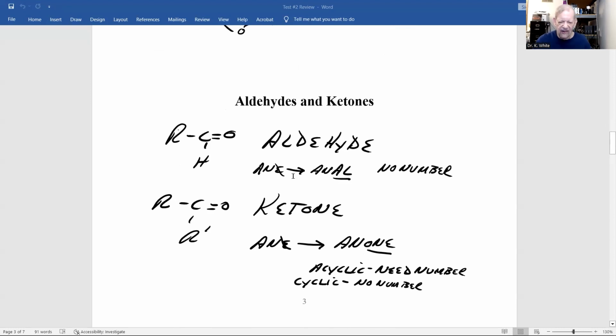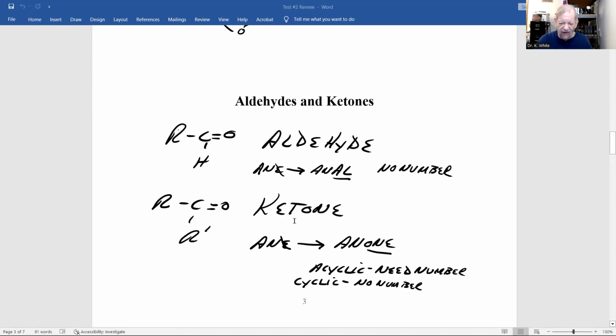For aldehydes, you name the longest chain with the carbonyl carbon, the carbon that's double bonded to the oxygen, name it as an alkane, drop the E, add AL. Since the carbonyl carbon is always number 1, you don't need a number. But the rest of the alkyl groups, you name and number, starting with the carbonyl carbon as number 1.